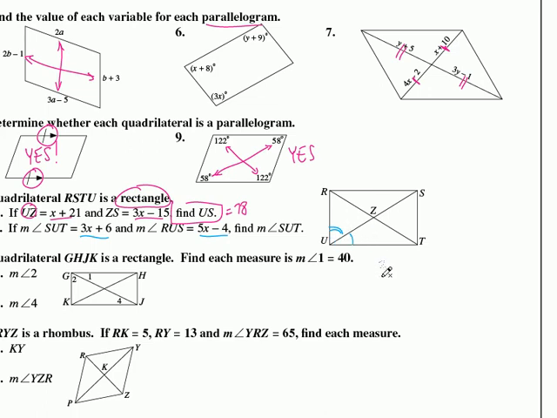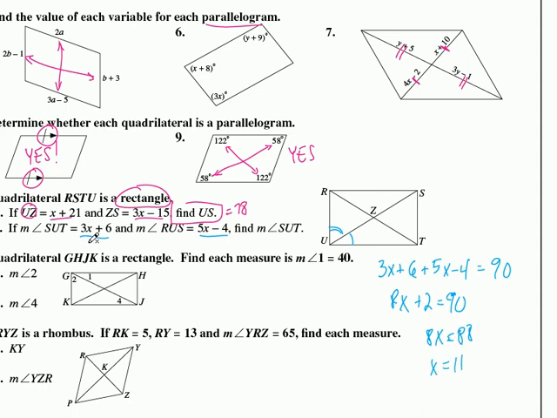So 3x plus 6 plus 5x minus 4, that equals 90 degrees. They add up to equal 90 degrees. So let's do the math. 3x and 5x is 8x. Positive 6 and negative 4 is positive 2. And that equals 90. Subtract 2. 8x equals 88. And then divide by 8, x equals 11.